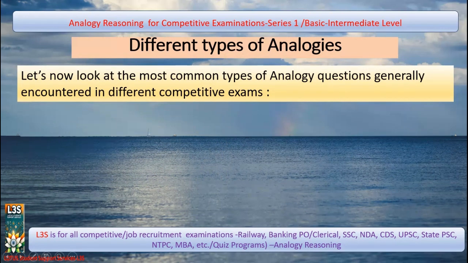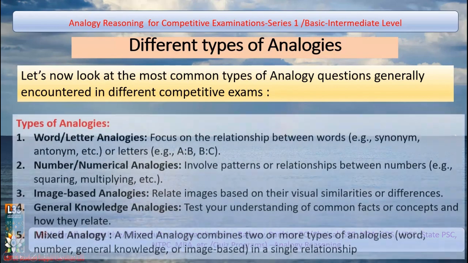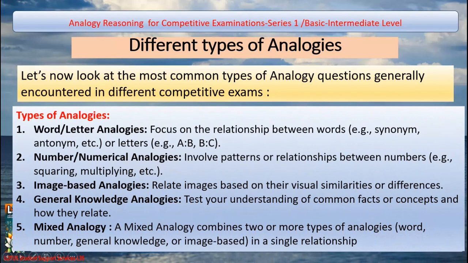Now we are discussing the most common types of analogy questions generally encountered in different competitive exams. Word and letter analogies focus on the relationship between words. It may be synonyms, antonyms, or letters. Then numerical analogies involve patterns or relationships between numbers, such as squaring, multiplying, adding, subtracting, etc. Then image-based analogies relate images based on their visual similarities or differences.